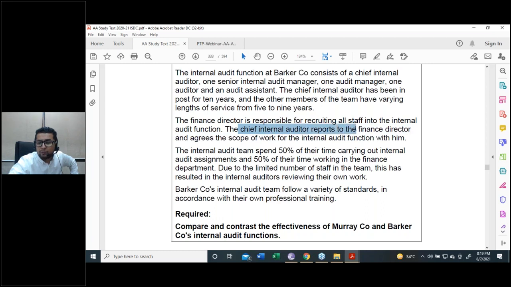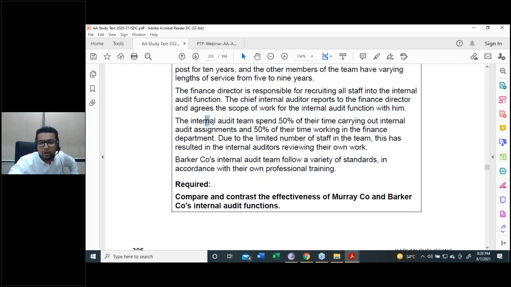The chief internal auditor reports to the finance director, again a flaw, and agrees the scope of the work. This is another flaw. The internal audit team spends 50% of their time carrying out internal audit. Okay, but 50% of the time working in the finance department. That's wrong. They should not be involved in any operational activities. Last, due to the limited number of staff in the team, again the staff is on the limited side, the internal auditors are reviewing their own work. That's not good. The work of the internal audit should be reviewed by the audit committee.